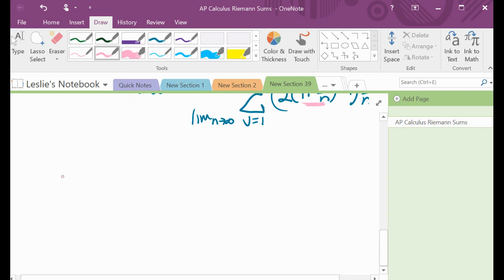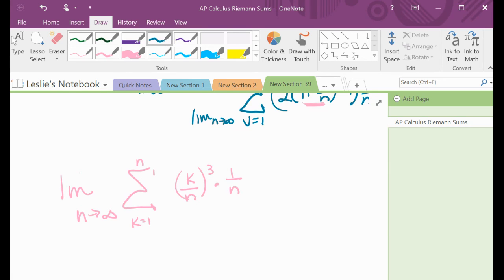Now going back the other direction is a little bit trickier. So I'm going to do a pretty simple one. What if I give you the limit as n goes to infinity? And then sigma notation tells you that I'm going to go from 1 to n, just like before. And we're going to have k over n cubed times 1 over n.